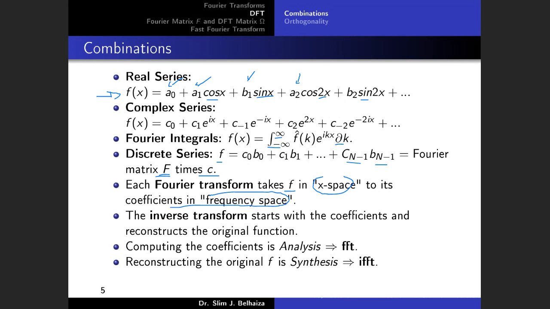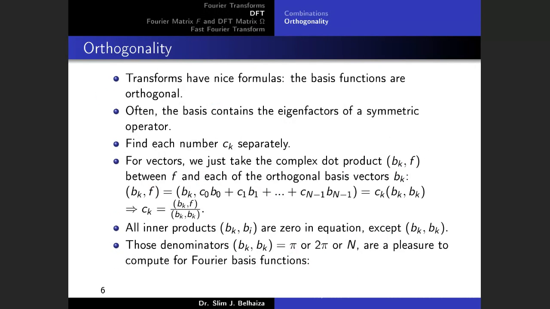To understand what we're talking about: when we compute the coefficients, we are performing the analysis. We go from f to c. And if we are reconstructing f, going from c to f, we are doing what we call the synthesis. There are simple abbreviations for this, FFT and IFFT. So the Fourier transform takes f in x space to its coefficients in frequency space, and the inverse transform starts with coefficients and reconstructs the original function.